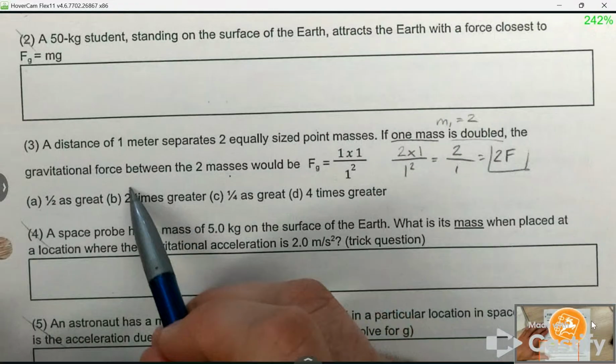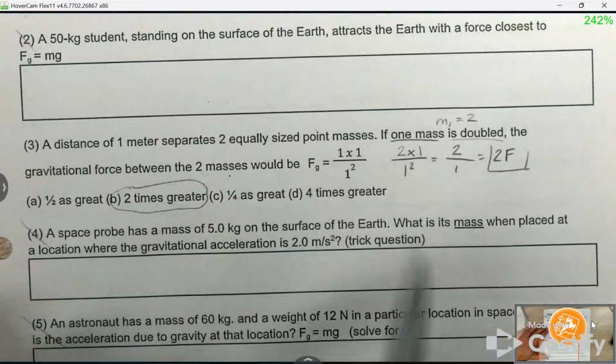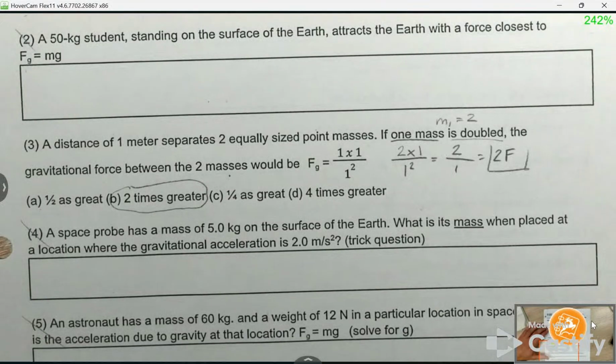So it's 2 times greater, and that goes with what we just did and what we talked about. The gravitational force is going to be directly proportional to the mass. So if I double the mass of something, the force will double. If I triple it, it will triple. Quadruple, it'll also increase by a factor of 4. Got it.